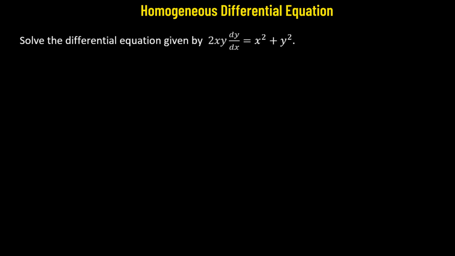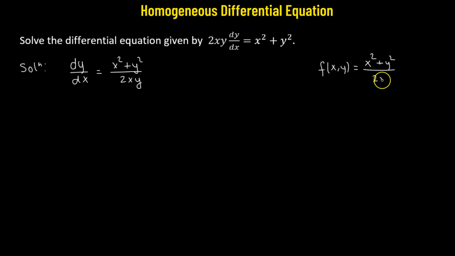Let's solve the differential equation given by 2xy times the derivative of y with respect to x equals x squared plus y squared. So what we'll do is divide both sides of this equation by 2xy, such that we have dy over dx equals x squared plus y squared divided by 2xy.